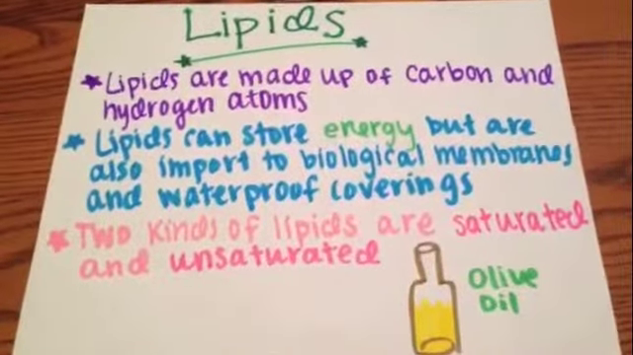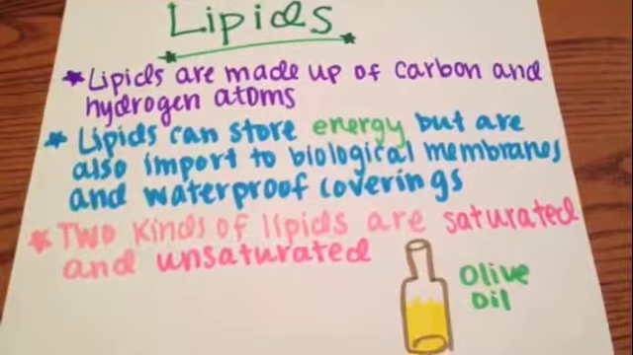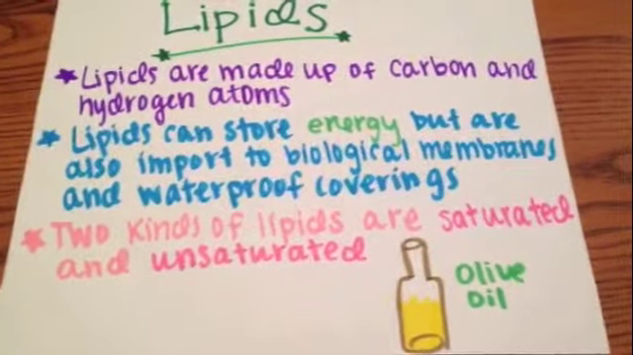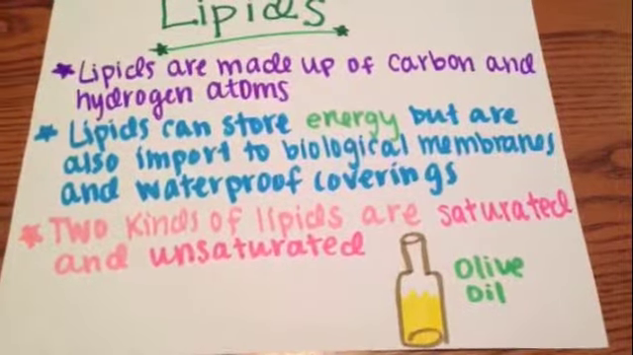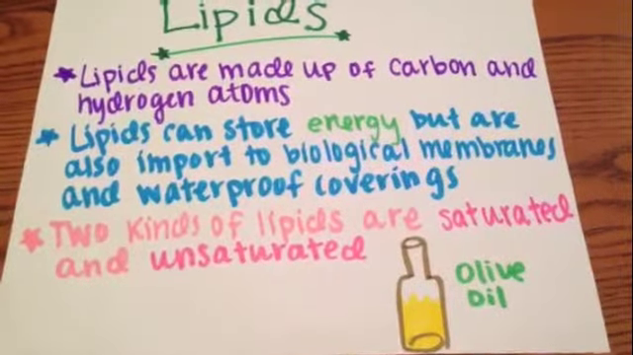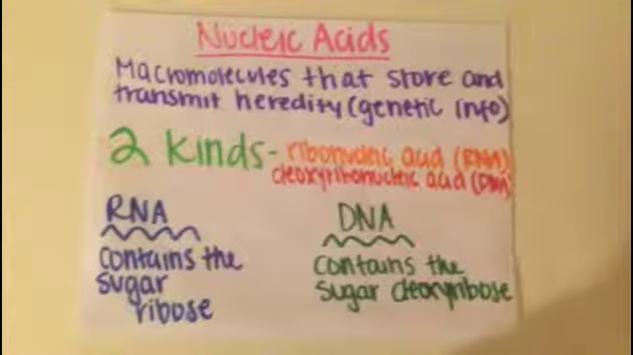Now let's look at lipids. Lipids are made up of carbon and hydrogen atoms. Lipids can store energy, but are also important in biological membranes and waterproof coverings. 2 kinds of lipids are saturated and unsaturated. Olive oil is an example of a lipid.